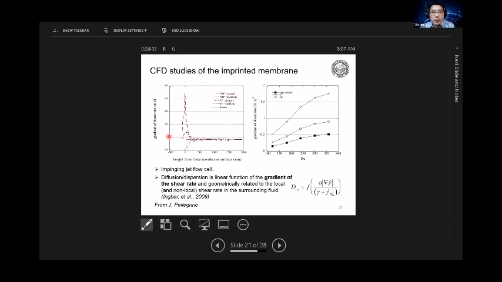So this is the gradient shear rate, and this is the distance from the membrane surface all the way into the feed. You can see the shear stress is enhanced by the patterns. And that degree of enhancement, so this is for unpatterned, and for patterned membrane, increases obviously with Reynolds number, essentially the flow rate. All these, again, just confirm that you can enhance the hydrodynamics.